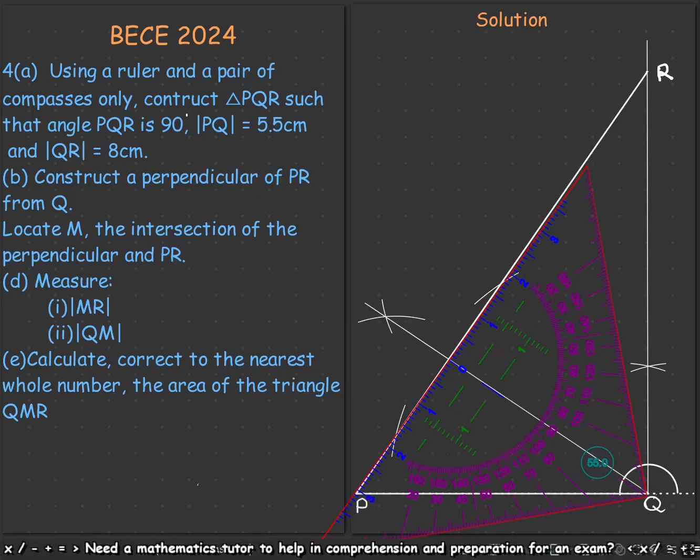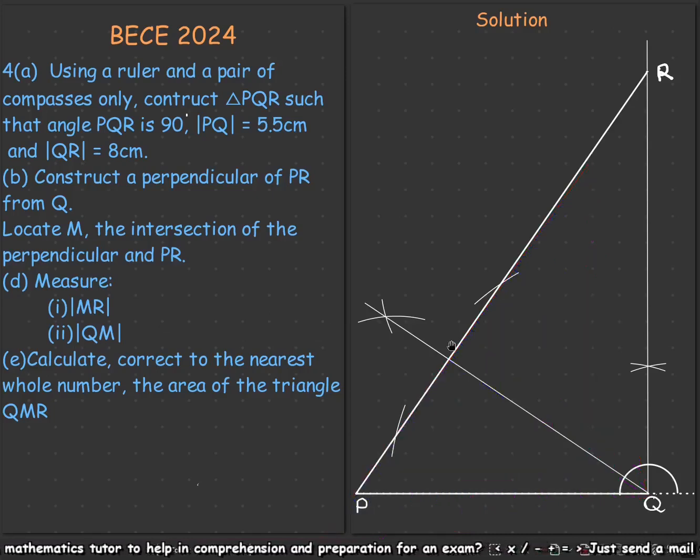Take note. They didn't say perpendicular bisector. You were not to draw a perpendicular bisector, but a perpendicular. So you talk of perpendicular, it's just a line. So in this case, from Q, that meets PR at an angle of 90 degrees. And that is just what we have over here.